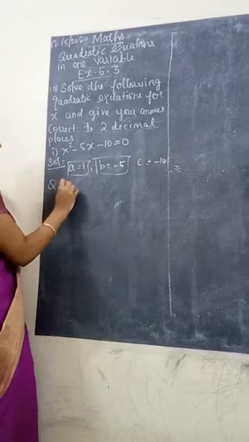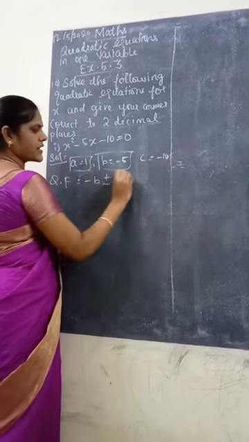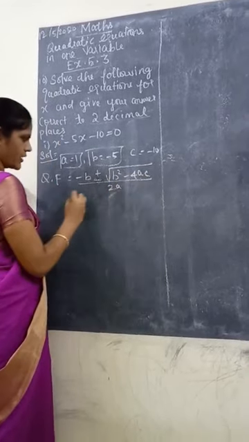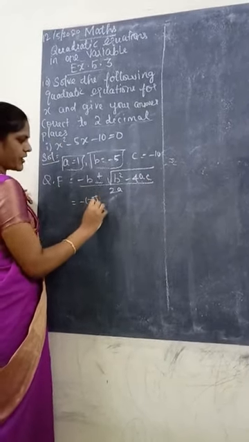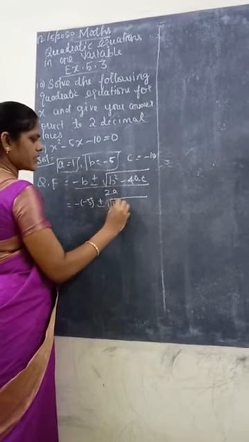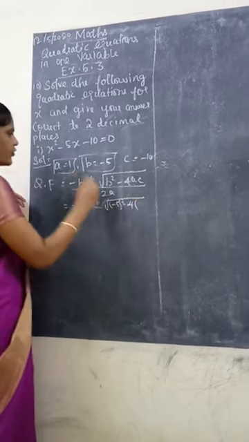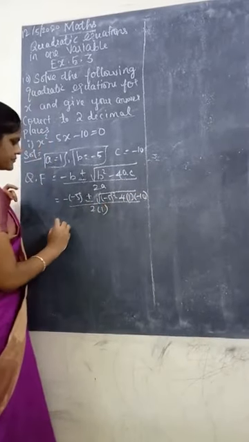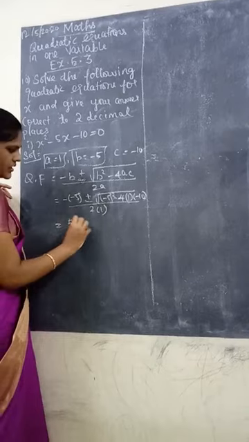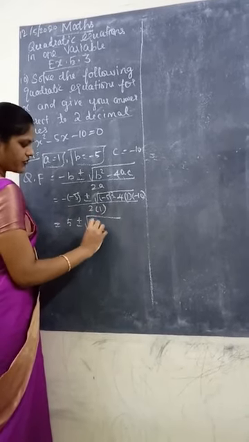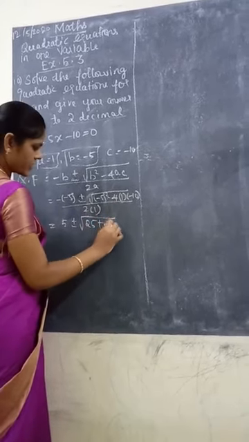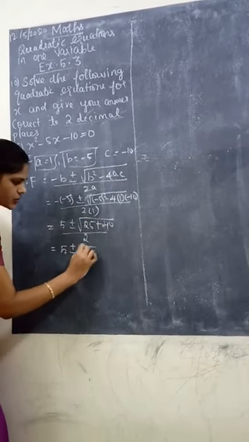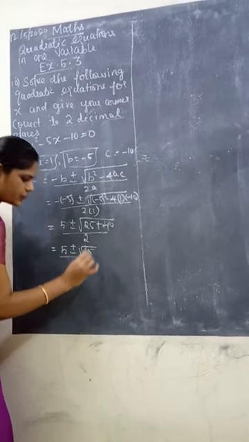What is the quadratic formula? Minus b plus or minus square root of b squared minus 4ac, divided by 2a. Then minus, minus 5 plus or minus square root of b squared, minus 5 squared, minus 4 into a 1, c minus 10, divided by 2 into 1. Minus into minus plus, 5 plus or minus square root of 25 plus 40, divided by 2. Next step, 5 plus or minus square root of 65 divided by 2.